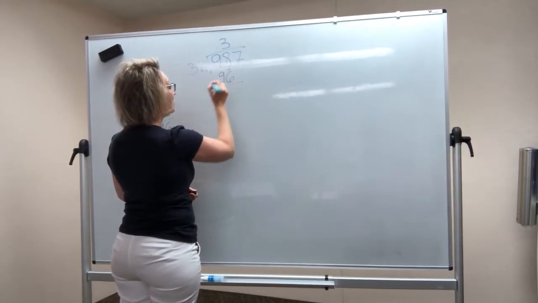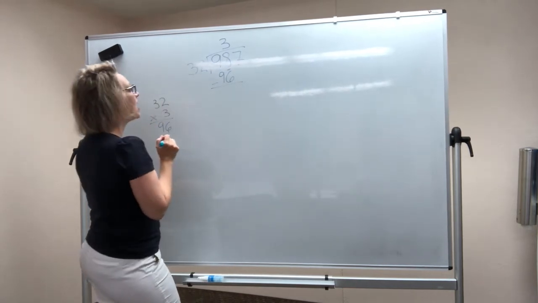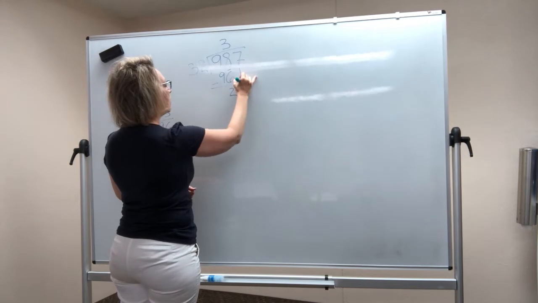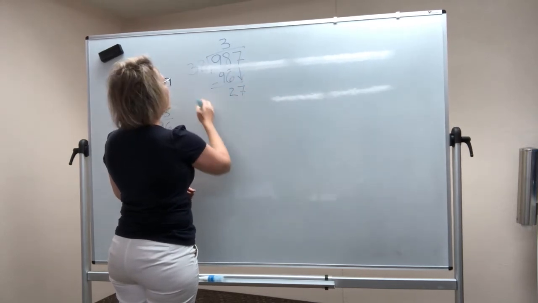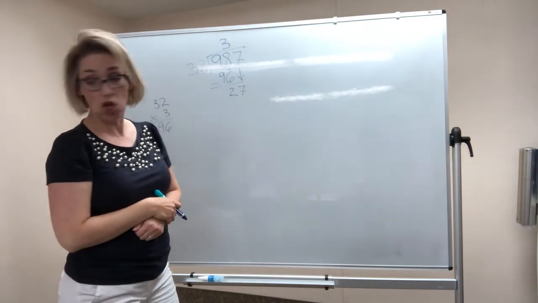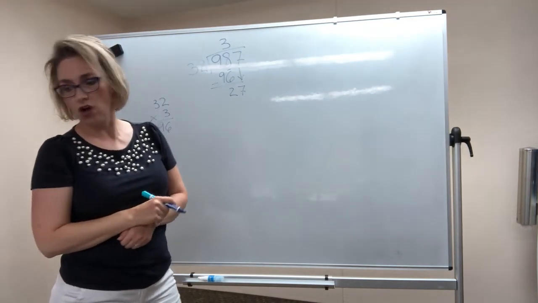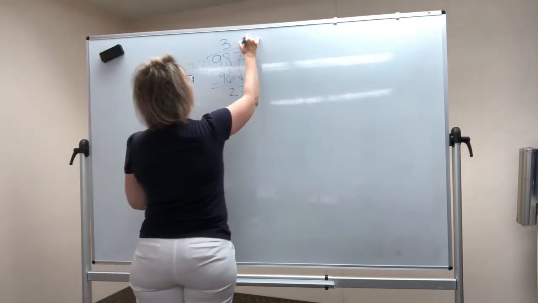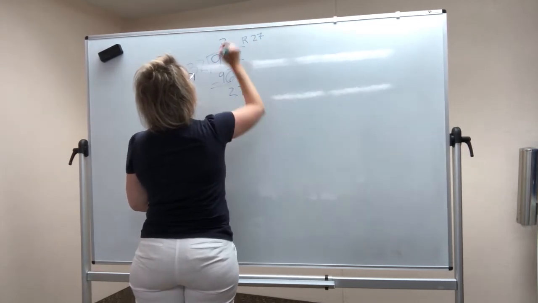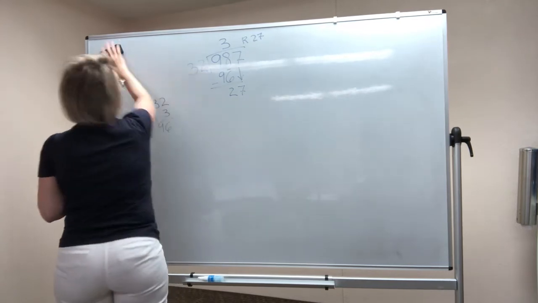And that indeed does work. Okay? 98 take away 96 is going to be 2. I'm going to bring down my 7. Will 32 go into 27? It will not. Okay? So my remainder is 27. Oh, hold on. Hold on. I forgot to write something in there.